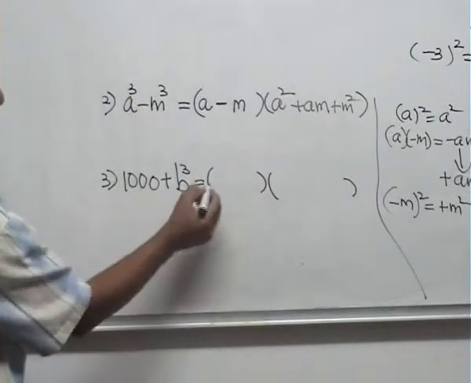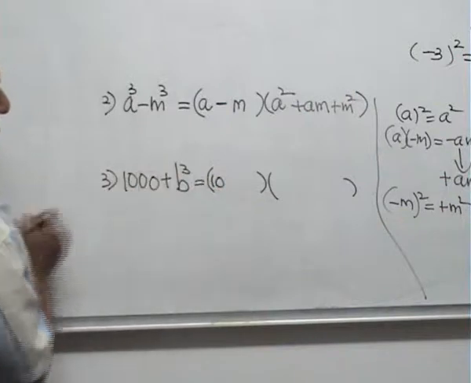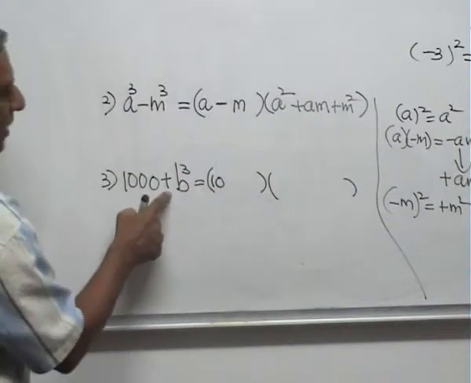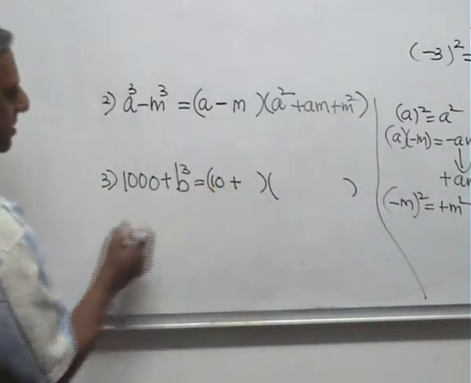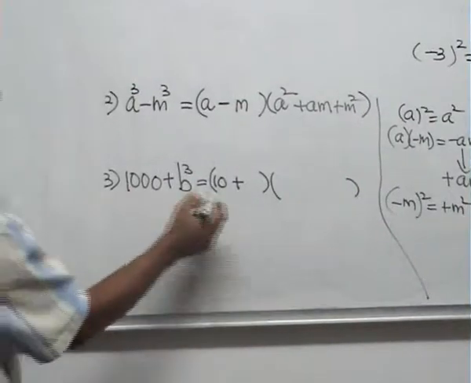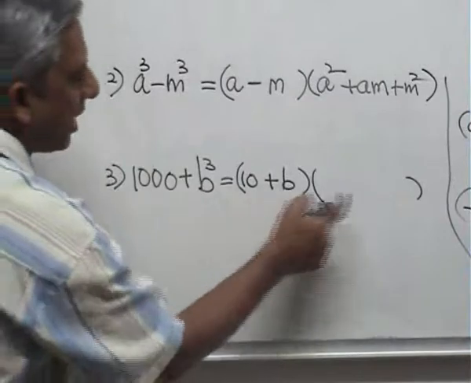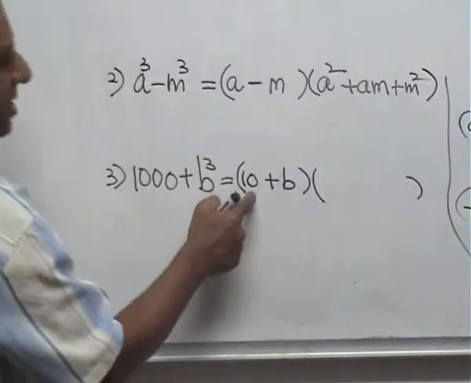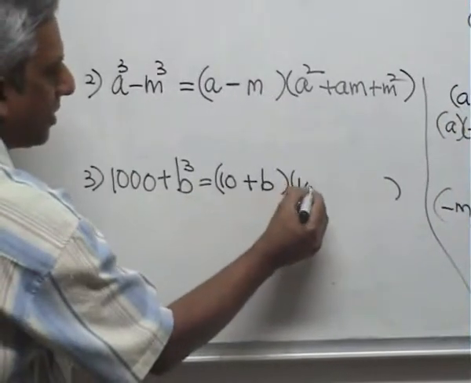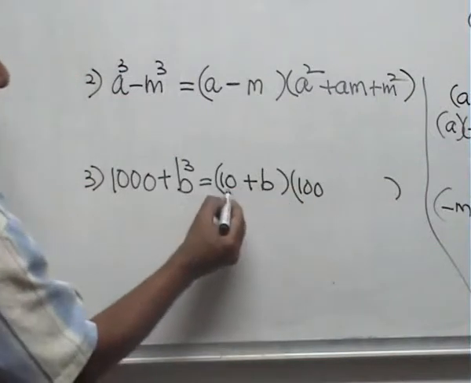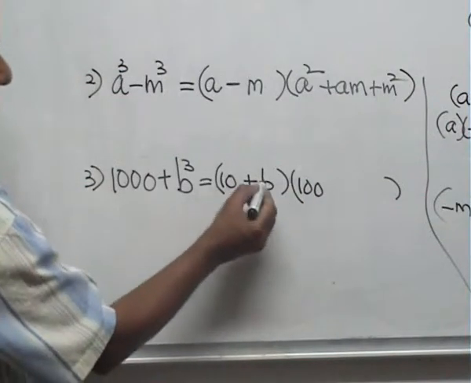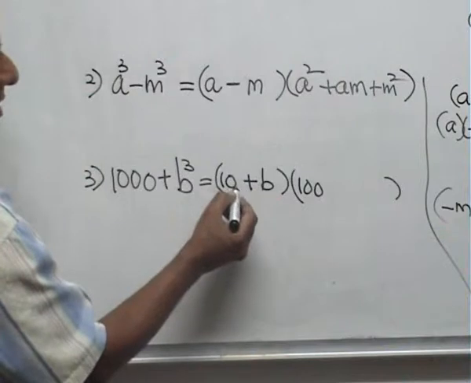Cube root of 1000, 10. Plus here, so this will be plus. Cube root of b cubed, b. Now this bracket is going to help you to get that. Square 10. 10 squared will give you 100. Multiply this 2. If I multiply this 2, I'll get 10b.